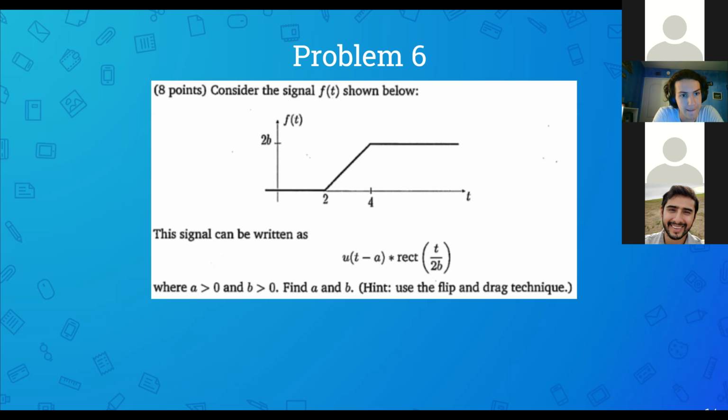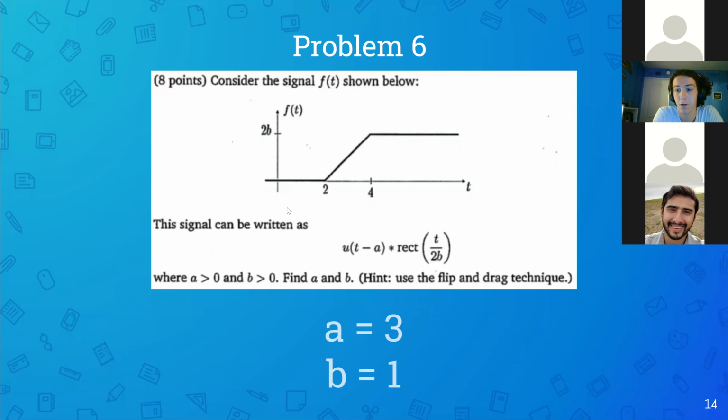All right, well, the answers are a equals 3 and b equals 1. So let's think about this a little bit. I'm going to try to reason it out verbally. Hopefully you can go back and try the problem on your own with the reasoning that I have. So first of all, we know that when we convolve the step function with the square function, or with u of t, we're essentially integrating.